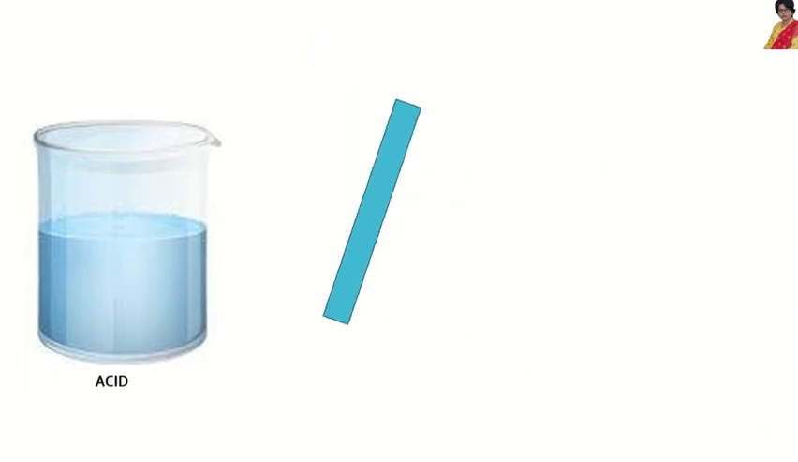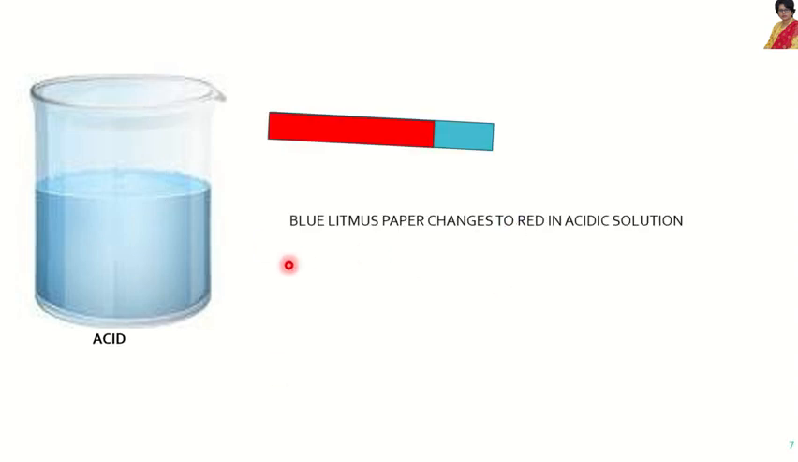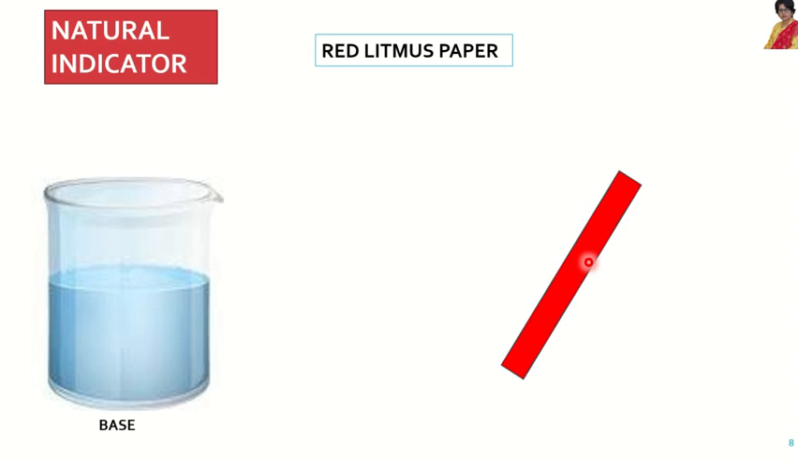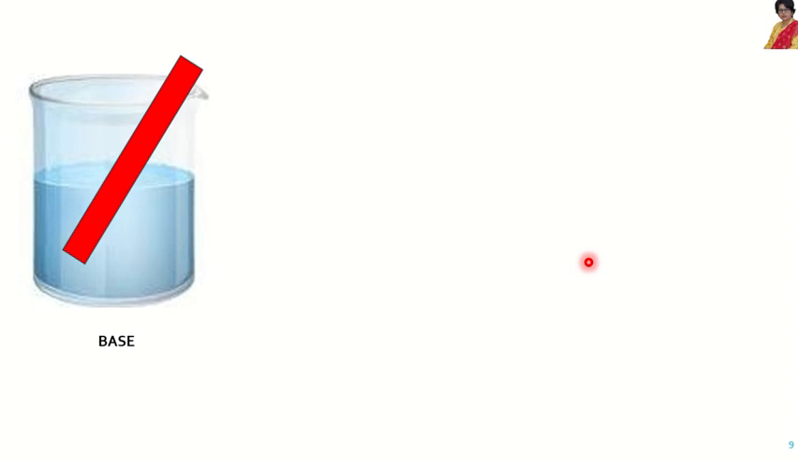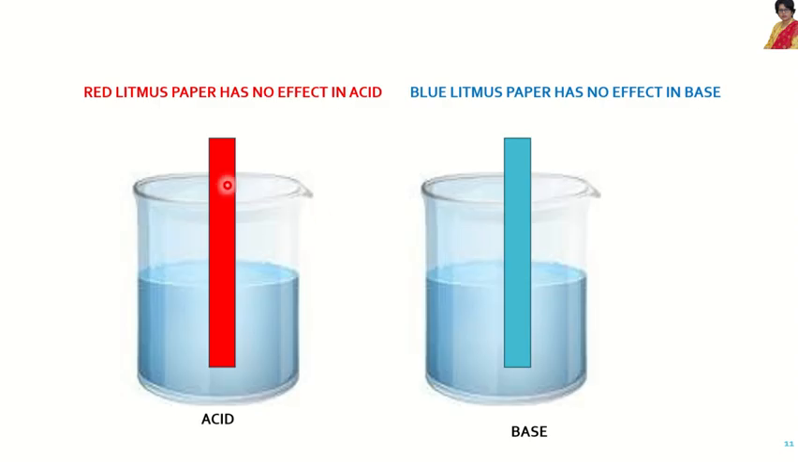If I put a drop of acid on blue litmus paper, or if I dip a blue litmus paper in acid solution, it will change into red color. Blue litmus paper changes to red in acidic solution. Red litmus paper: if I dip a red litmus paper in a base, then red litmus paper changes to blue in basic solution. Whereas red litmus paper remains red in acid and blue litmus paper remains blue in base.